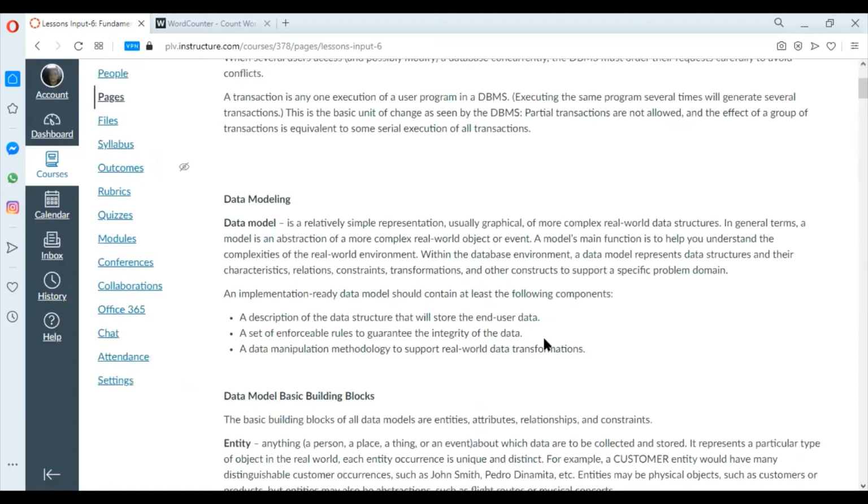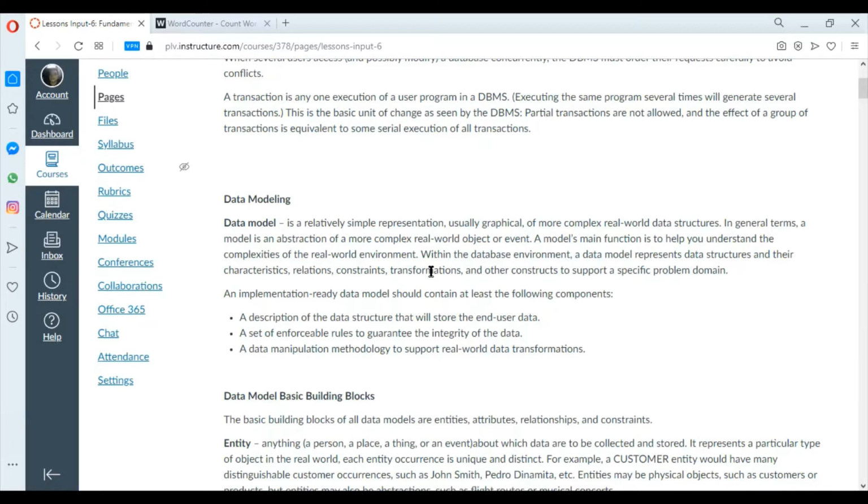Now, data modeling. When we say data model, it is basically a relatively simple representation, usually graphical, of more complex real-world data structure. In general terms, a model is an abstraction of a more complex real-world object or event. Its main function is to help you understand the complexities of the real-world environment. Within the database environment, a data model represents the data structure and their characteristics, relations, constraints, transformations, and other constructs to support a specific problem domain.